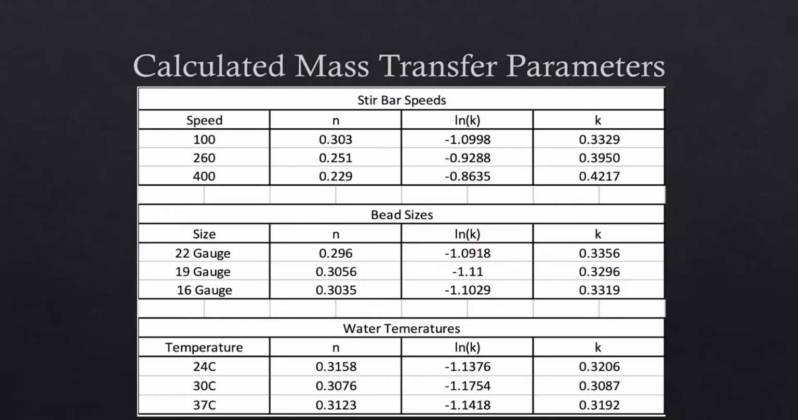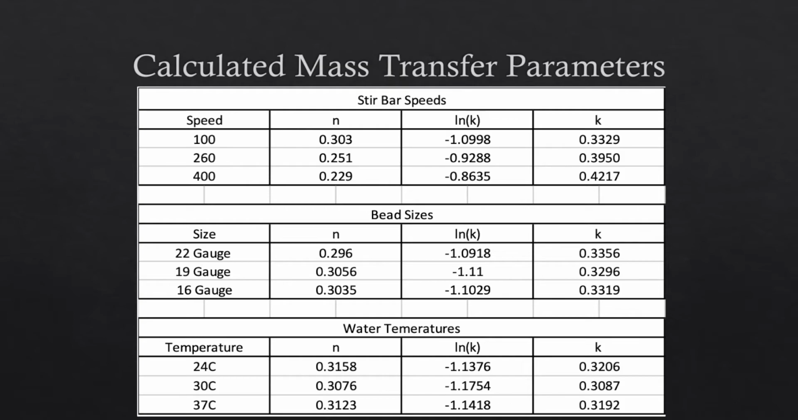Looking at the final mass transfer parameters for each variable, we are able to determine the optimal conditions for the testing to occur. Speed changes had the greatest impact on the mass transfer of the system. Looking at the diffusion mechanism n, the 100 RPM speed is closest to the Fickian diffusion value of 0.43. However, the mass transfer constant k has a value here that is the lowest, suggesting a slow rate of mass transfer. Overall, the optimal condition for the speed is 260 revolutions per minute due to the balance of n and k values throughout the system.